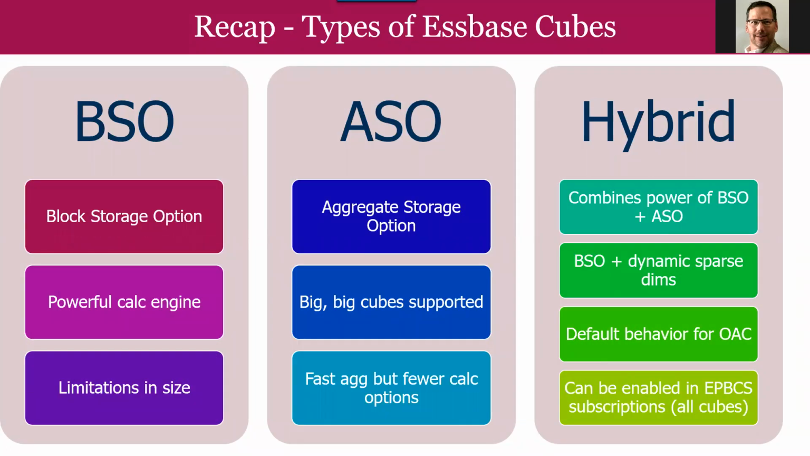Just to recap the types of Essbase cubes: BSO has a powerful calc engine but limitations in size. ASO supports big cubes and fast aggregation times, but few calculation options. Hybrid combines the power of both BSO and ASO. Now, in our OAC applications here, hybrid is the default. And when it comes to ePBCS, hybrid can be enabled.